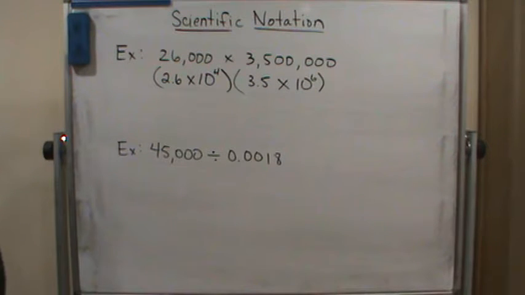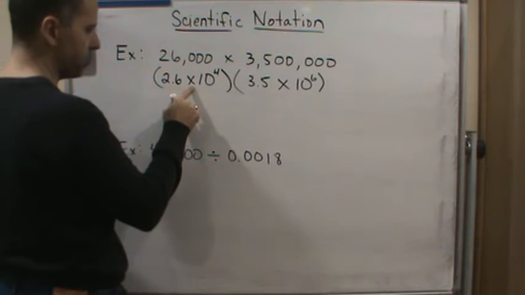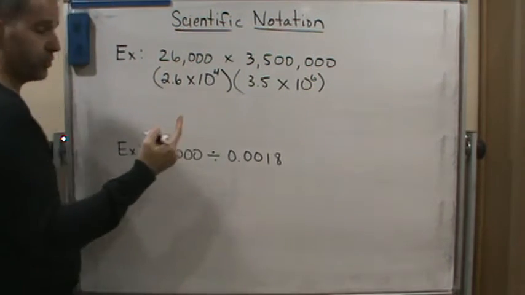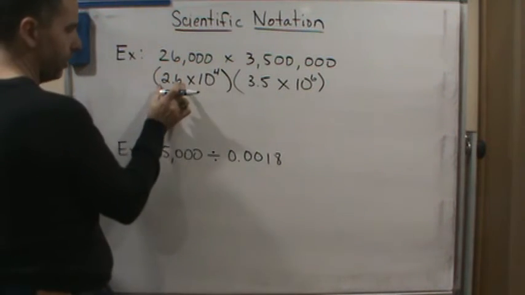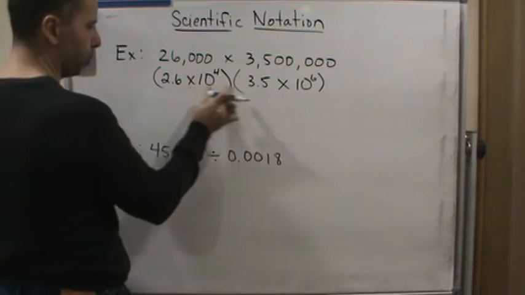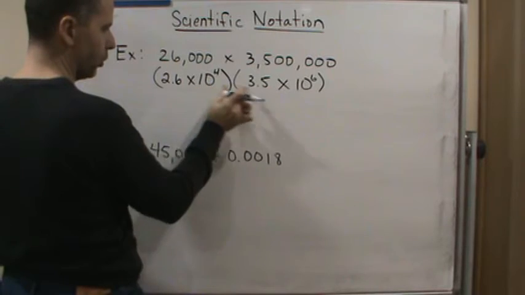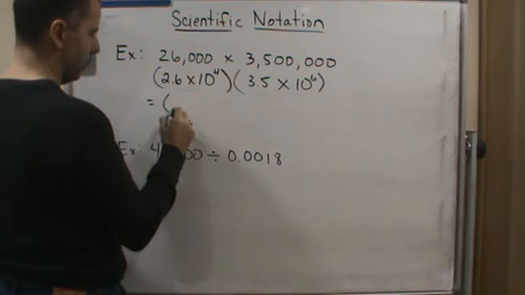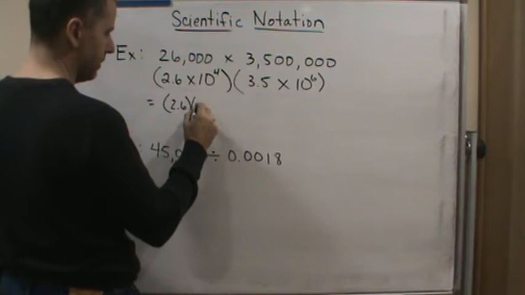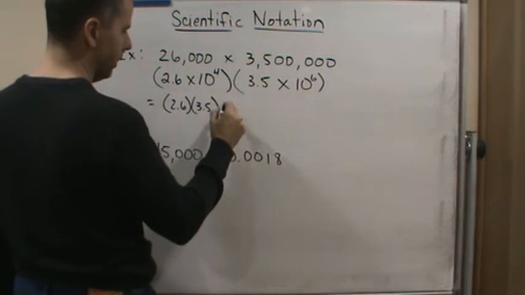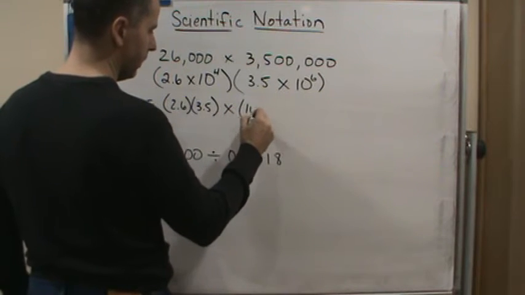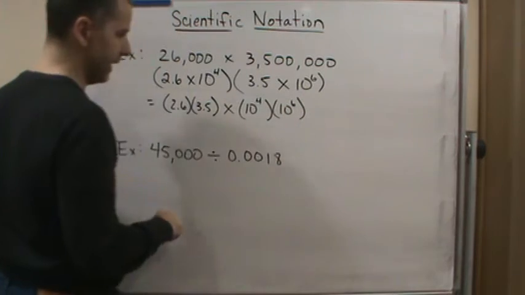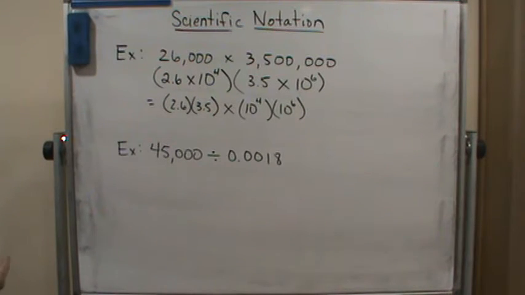Now the way we handle this is, look at this. This is just multiplication, and this is just multiplication. So I can use the commutative law. I'm going to group the first numbers together and group the second numbers together. So this would be the same as 2.6 times 3.5 times 10 to the fourth times 10 to the sixth.